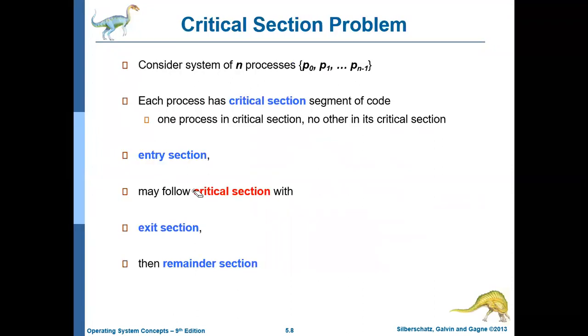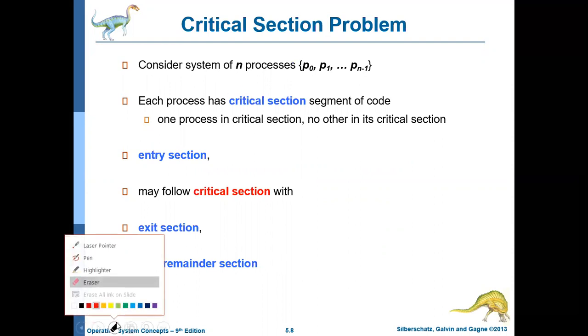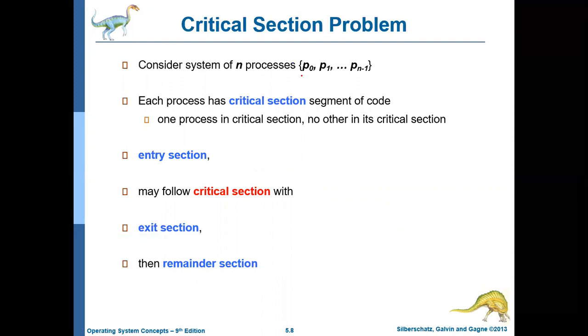Consider a system of n processes, P0, P1, P2, P3 up to Pn minus 1. Let us assume each process has its own critical section, that is, they are going to access the shared variable in their critical section.